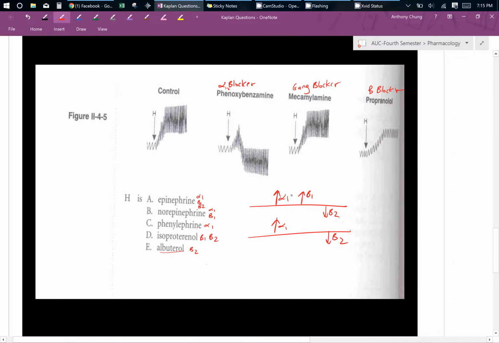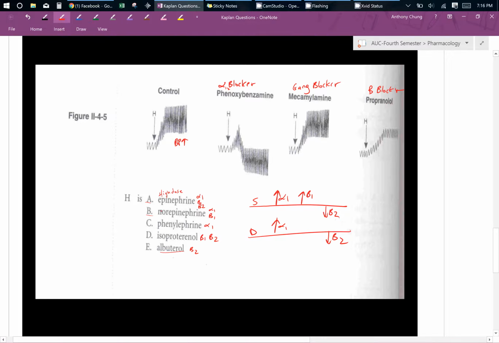Remember, alpha 1 increases blood pressure, beta 1 only increases systolic, and beta 2 will decrease systolic and diastolic by an equal amount. So in this case, control, let's take a look. Blood pressure goes up. So in the case of blood pressure going up, it could be high dose epinephrine. It could be norepinephrine. It could be epinephrine. Okay, epinephrine is okay.